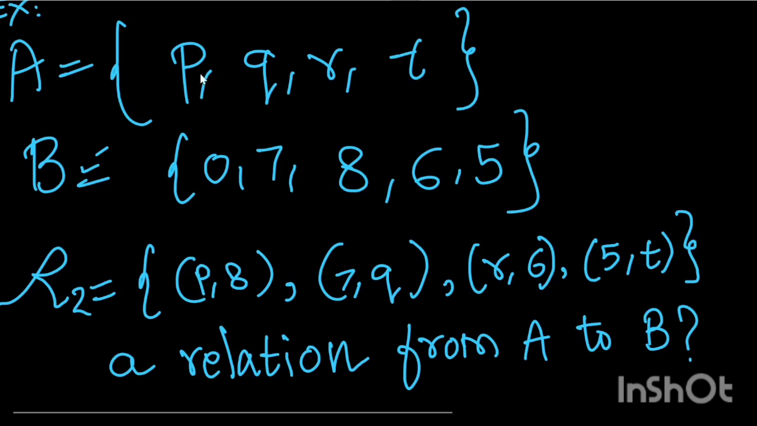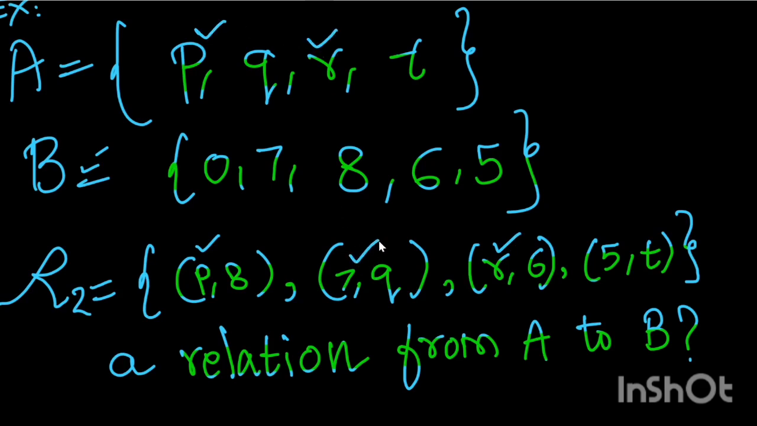This PQRT is A, B is 07865, P8, 7Q, R6, 5T is a relation from A to B. So again we need to check the same. Okay, so just try this. The first element P, R. Now as you can see here, P, R, the first elements 7, 5, they belong to both the sets.